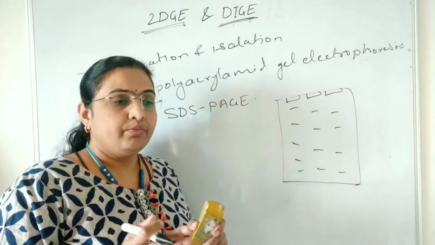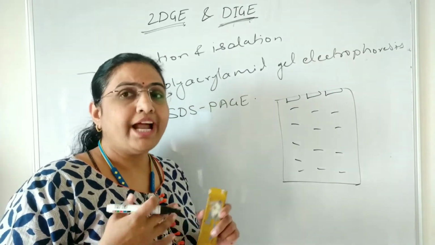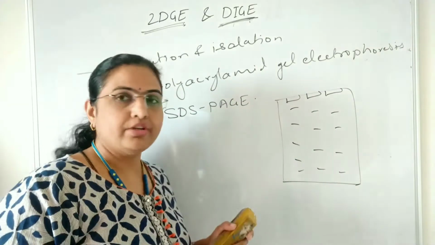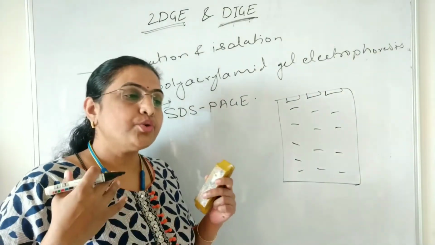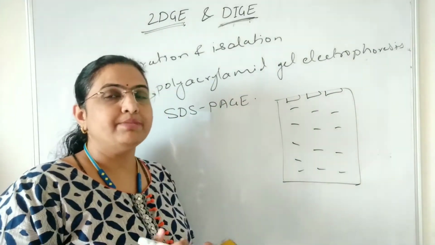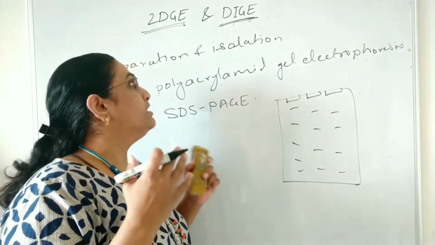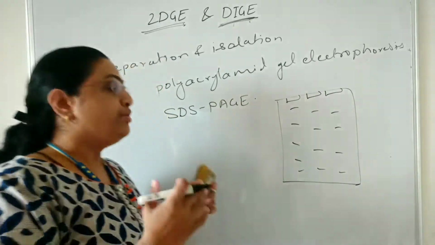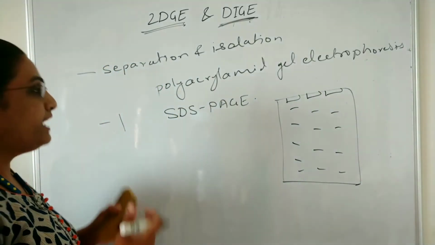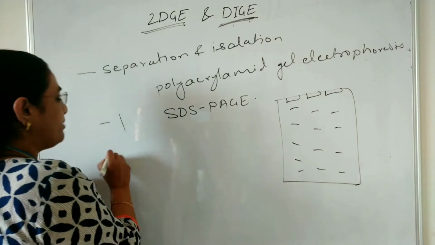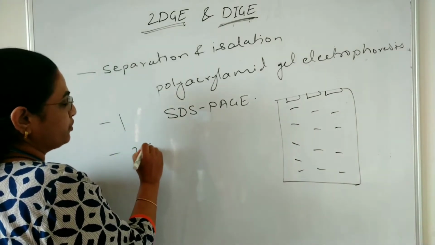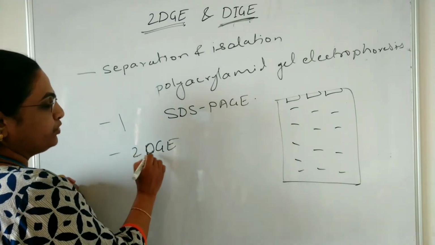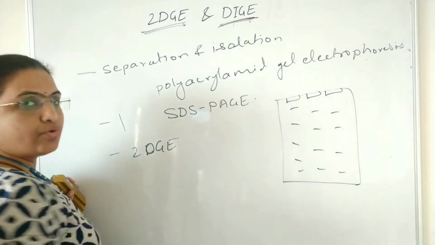The proteins which are fractionated are only going to be analyzed over this one-dimensional SDS-PAGE. If you load the crude extract, it becomes a difficult task to identify and isolate the proteins. So a new method came, and that method is two-dimensional gel electrophoresis.